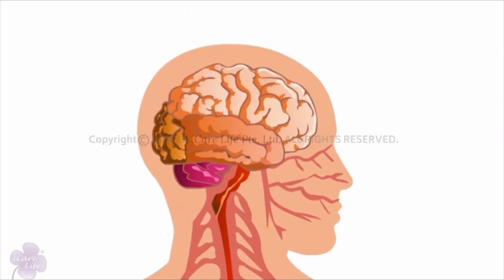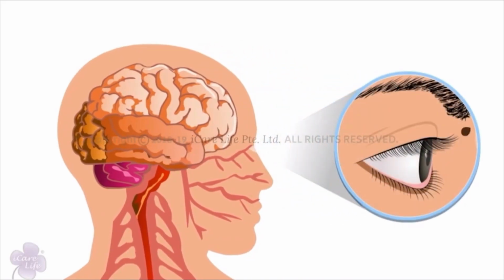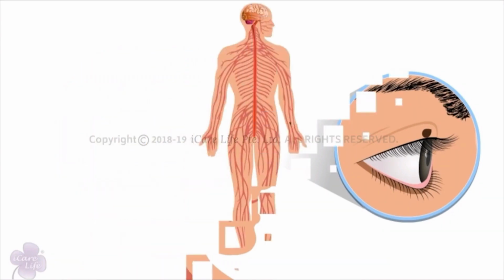Some autonomic actions may not involve the spinal cord. For example, blinking of eyes, in which the impulse travels directly from the cranial nerve to the brain.